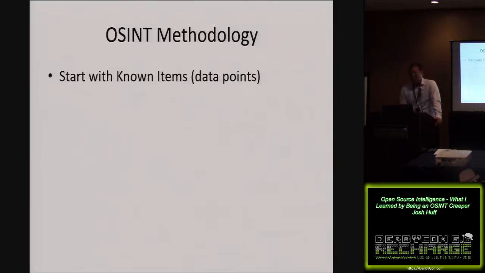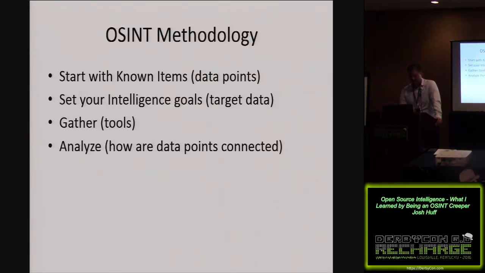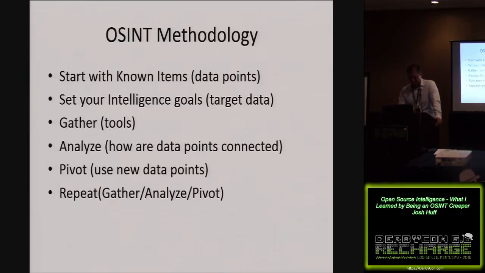We'll start with our known items or data points all the time. See what's already out there and map it out. Just like the definition says, we're doing it for a reason, so set your intelligence goals. What data are we trying to get to based on what we see? We'll get our tools together and start analyzing the known data points that we have. Start to analyze how those data points are connected. And then we'll pivot. Using the new data points, we can find out what else we can find. Repeat the last 3 steps as necessary. Gather, analyze, pivot, and then validate. Is our data correct? Target data.